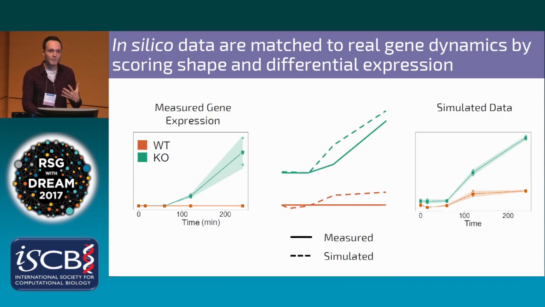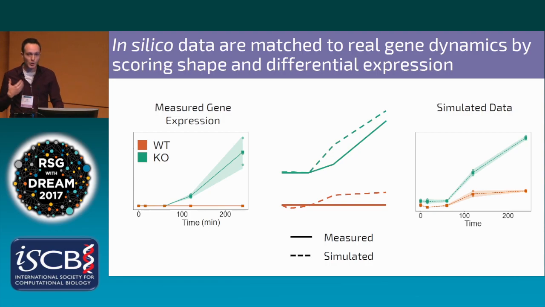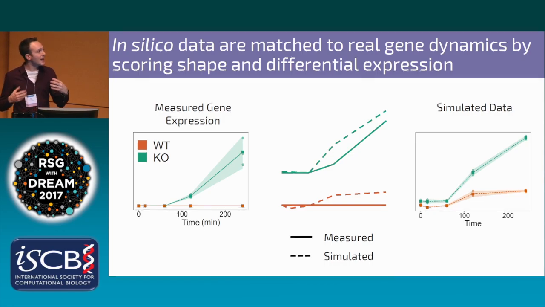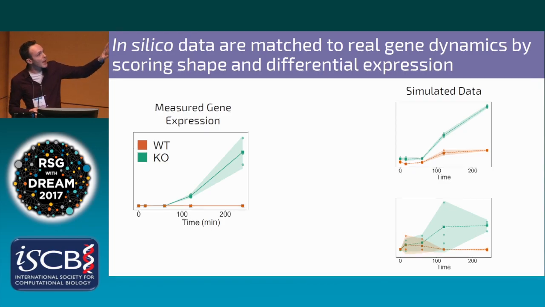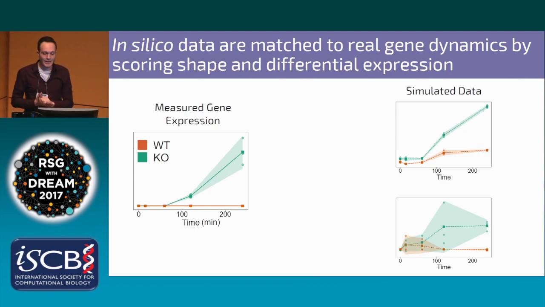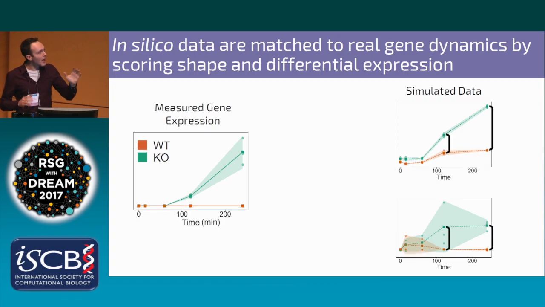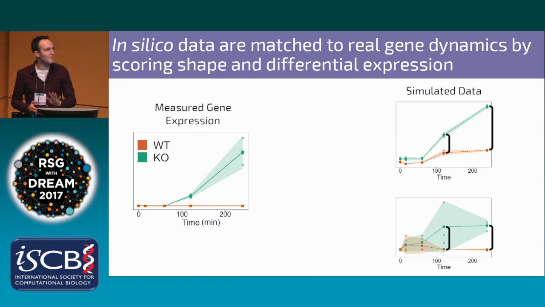And because we have the replicates, we also want to match networks that have good differential expression matching to our gene expression. So for example, in the top right, this simulated data has a very tight mean and there isn't as much variation, whereas in the one on the right, there's a lot more variation, so our confidence intervals overlap, and so this would be a worse match for our measured gene expression data.